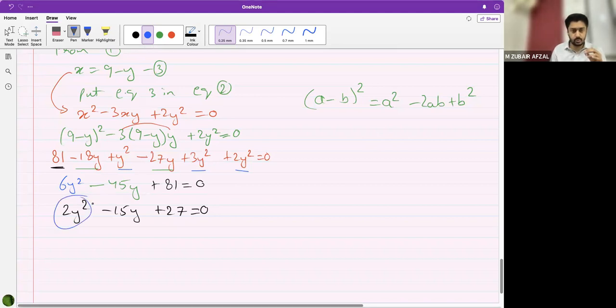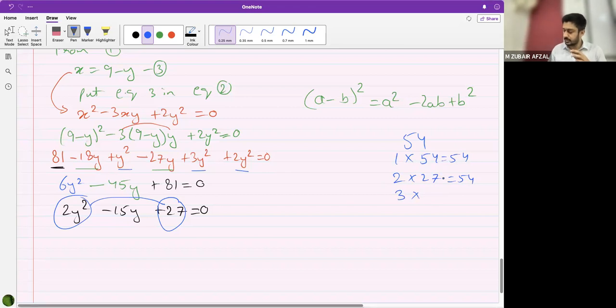So 2y squared times 27 is 54. We may not have perfect middle terms. So then we'll go for quadratic. Just to stay in practice, I always try this. So 1 into 54 is 54, but adding and subtracting 1 and 54, we do not get 15. So 2 into 27 is again the sum and or the subtraction of these two does not give 15. So 3 into 54 divided by 3 is 18. 3 into 18 is equals to 54. Yes, we can get 15 if we subtract these two.